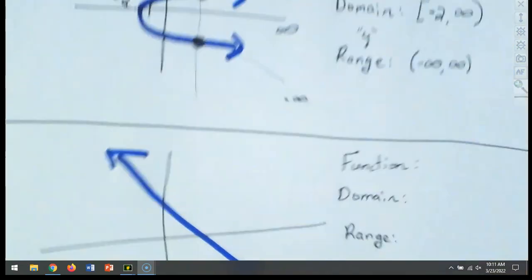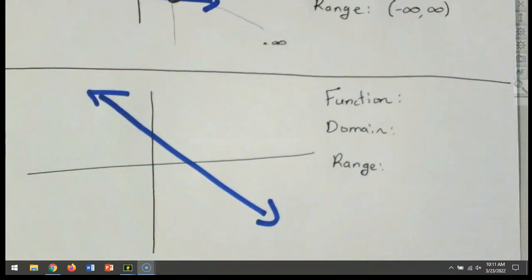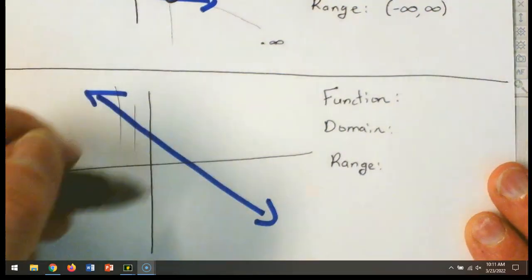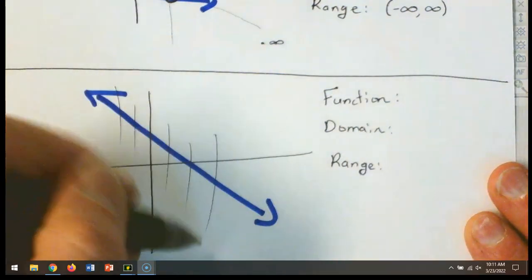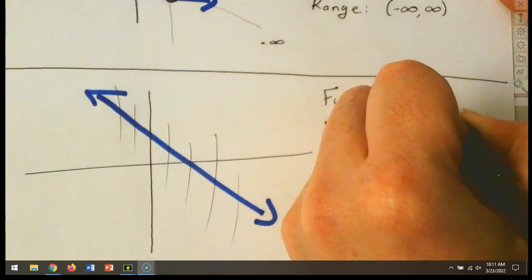If I give you a line like this, just a diagonal line, any diagonal line, is it going to be a function or not a function? What do you think it would be? Function or not a function? Clearly a function. So this would be a function.